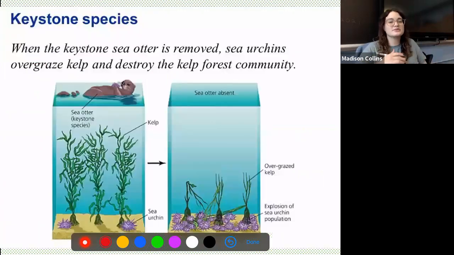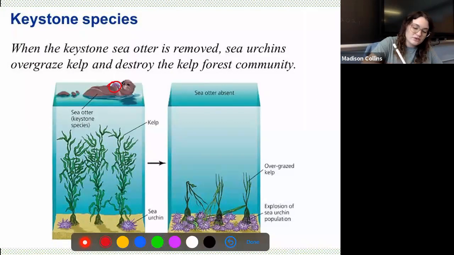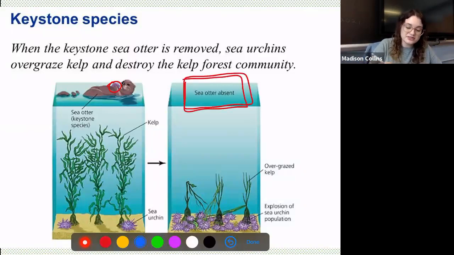So another example of this was actually mentioned in the passage we read. So the sea otter is another example of a keystone species. And what happens is when that keystone sea otter is removed, sea urchins overgraze the kelp and destroy the kelp forest community. So we can see here on the left that these sea otters actually eat sea urchins. But when we remove those sea otters, those sea urchins no longer have any predators. We're going to see their population increase.